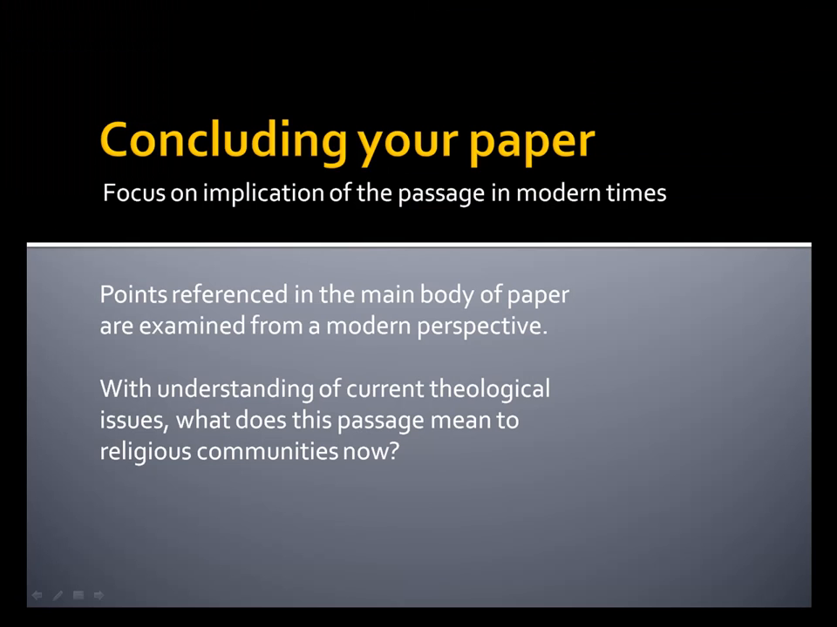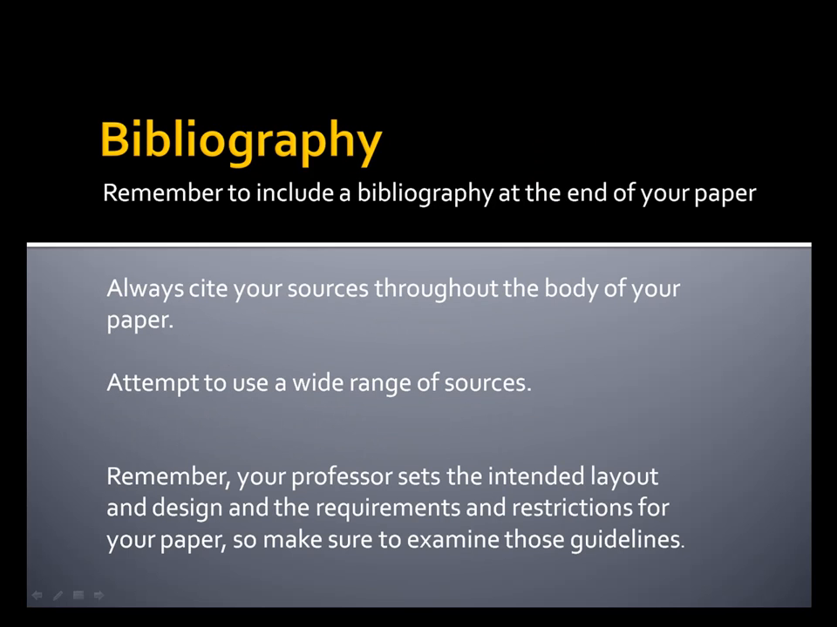If you are writing an exegetical paper, your conclusion will generally focus on implications of the chosen passage in modern times. It is here that the historical context, the intended meaning, and possibly the theological problem or situation that the passage was intended to resolve is examined from a modern perspective. These are all the things mentioned in the main body of your paper, already taken from various biblical interpretation resources. So, what does the passage mean to religious communities now, with understanding of current theological issues?